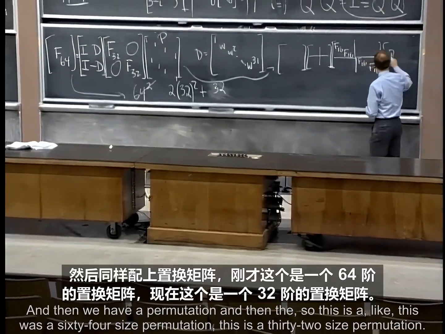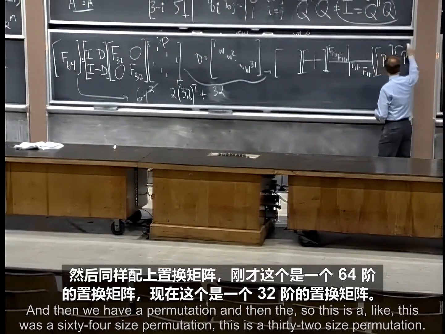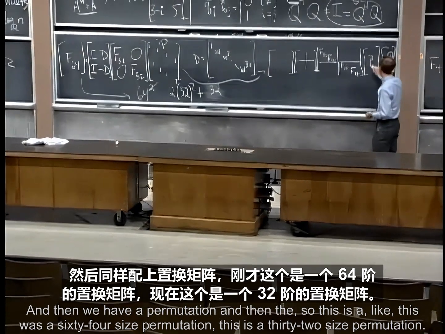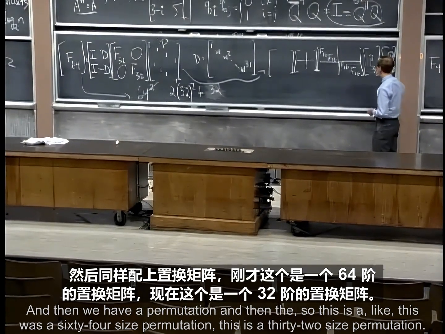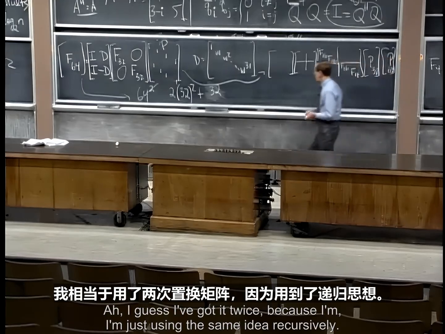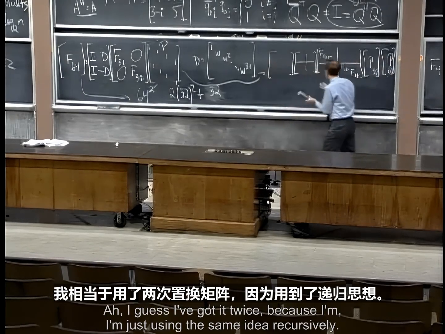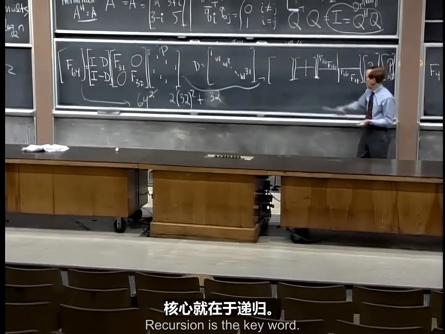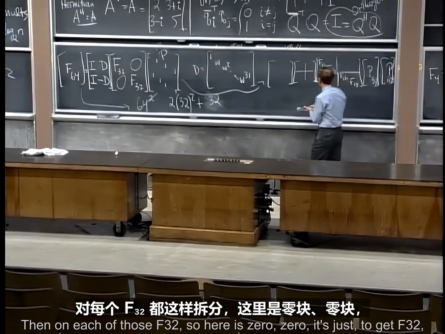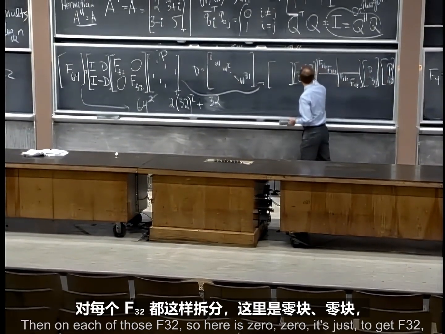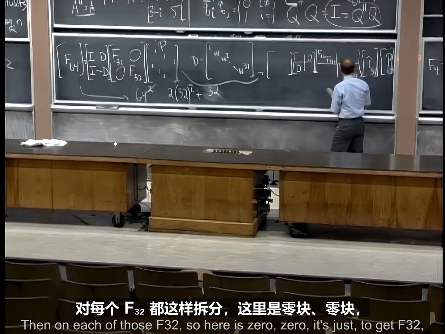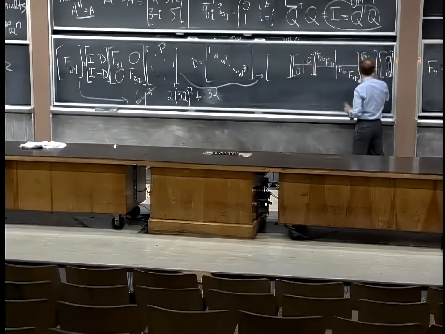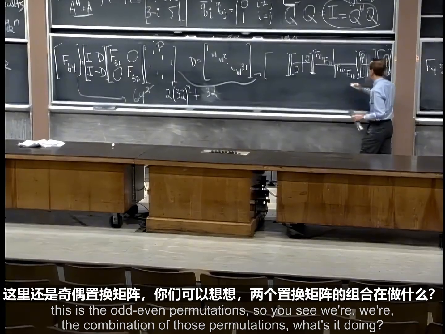And then we have a permutation, and so this was a 64 size permutation. This is a 32 size permutation. I guess I've got it twice, because I'm just using the same idea recursively. Recursion is the key word. On each of those F32, so here's 0, 0. It's just to get F32, this is the odd even permutations.